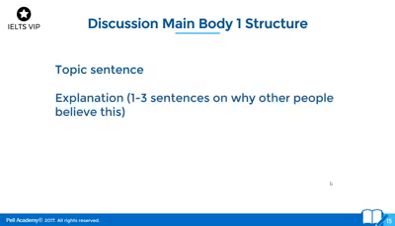Okay, let's look at the discussion main body 1 structure. So first of all, we're going to start off with a topic sentence. Topic sentence is basically just saying, this is what the paragraph is about. Then we're going to have an explanation. This could be 1 or 3 sentences on why other people believe this. Remember, with discussion questions, we're discussing what other people think and giving our opinion.